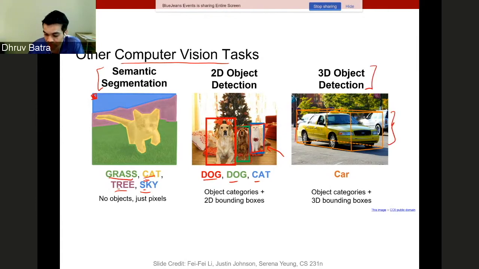So maybe your input is RGBD. There are depth cameras that will give you a point cloud observation of the image, and your output is in the camera coordinate frame, expressed in world coordinates. And you also have to output 3D bounding boxes. So you have to have some sort of depth perception of these objects. So there are many such problems.